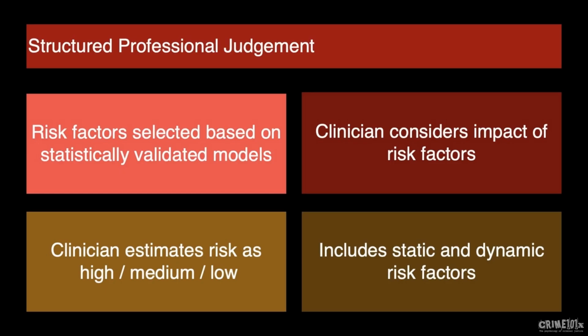Structured professional judgment tools also differ from actuarial tools by including a combination of static and dynamic risk factors. This means they can be used not only to estimate risk, but also to monitor changes over time and inform ongoing management and intervention strategies. The aim of this approach is to incorporate the flexibility of unstructured clinical judgments to create a more holistic and individualized representation of the individual, while retaining the empirical validity of actuarial risk assessment.